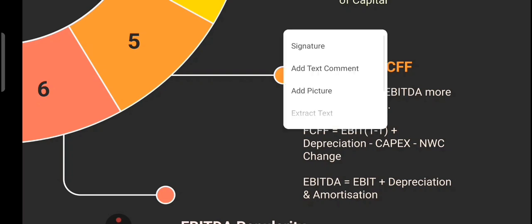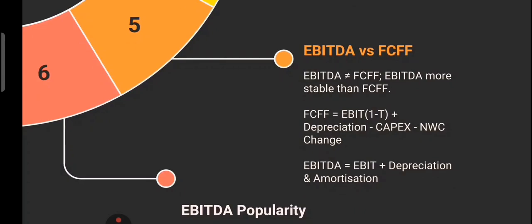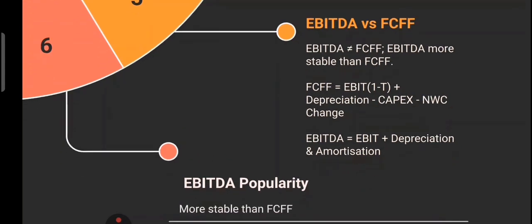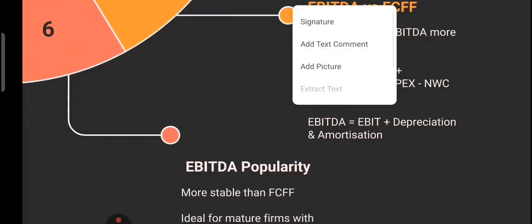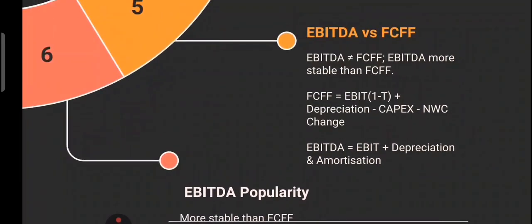So that is the relationship between EBITDA and FCFF, right? Close to FCFF, EBITDA is more stable and easier to compare across different companies. So one simple formula you must remember: EBITDA is equal to EBIT, earnings before interest and tax, plus depreciation and amortization. So this formula will also help you, right?